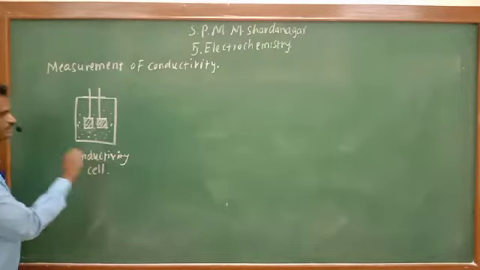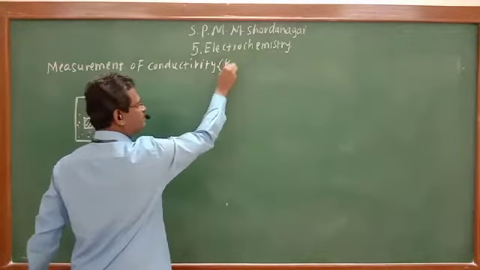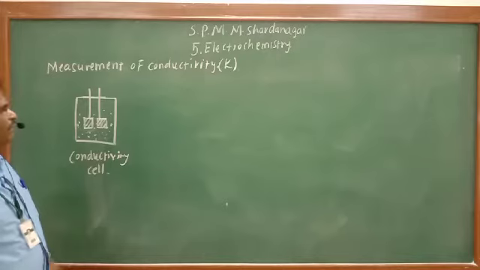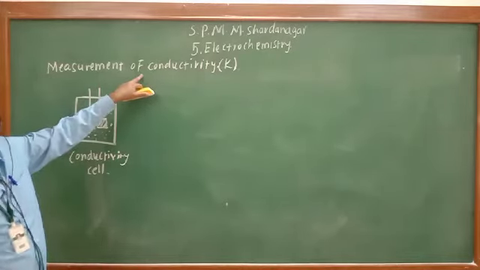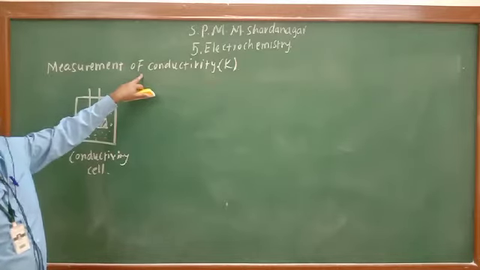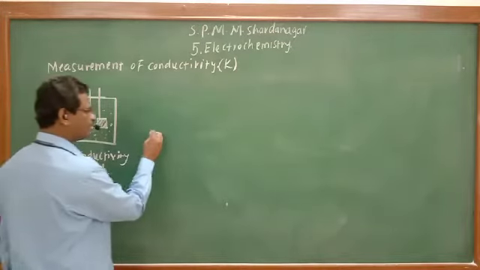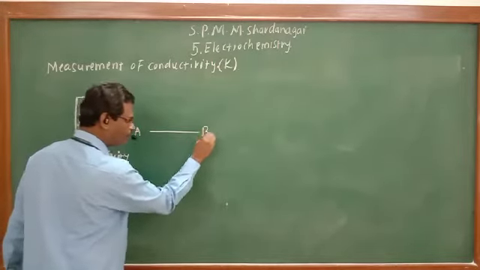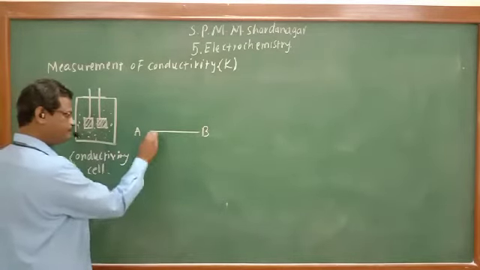Using the conductivity cell, conductivity can be measured. Conductivity means K. K can be measured. For measurement of conductivity, one apparatus is used that is known as conductometer. The apparatus used is nothing but the conductometer. So what is that conductometer? Conductometer contains wire AB of uniform thickness, uniform resistance.